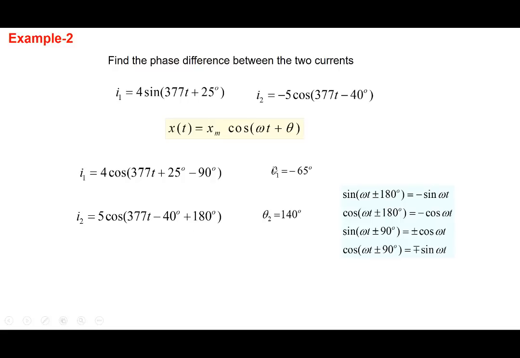Right, so what is the phase difference? Theta 1 minus theta 2 is minus 205 degrees. And when we specify phase difference, we usually do that between minus 180 and 180. So we can add 360 here, and we say theta 1 minus theta 2 is 155 degrees here. Okay, you just transform it into the phase range between minus 180 and 180 degrees. We will come back to how you specify the phase difference a little later on.